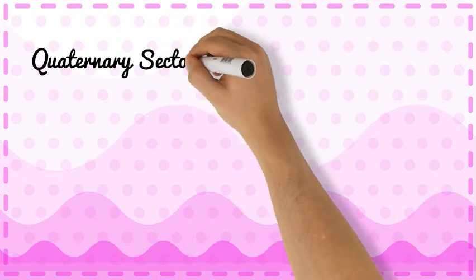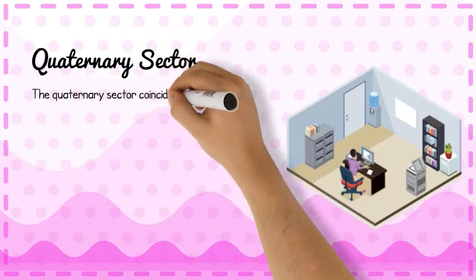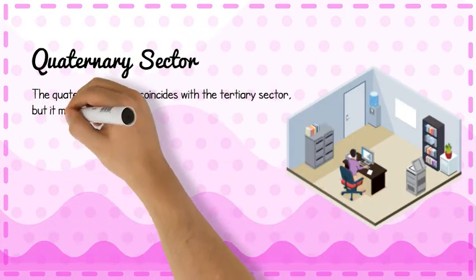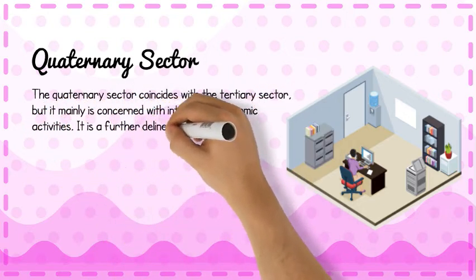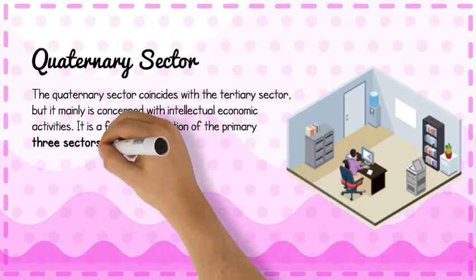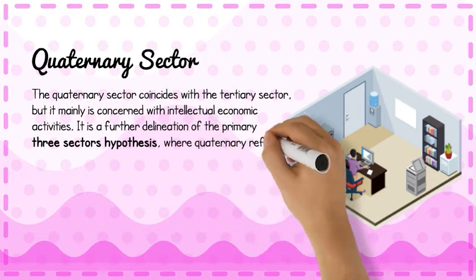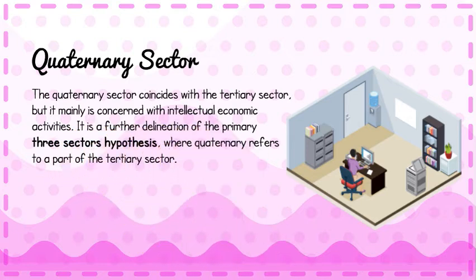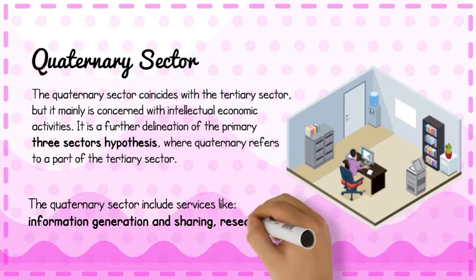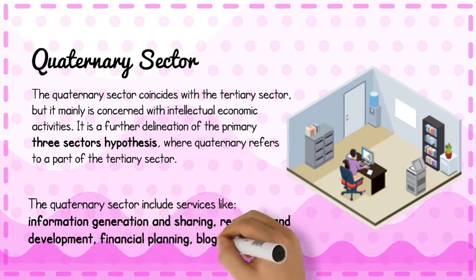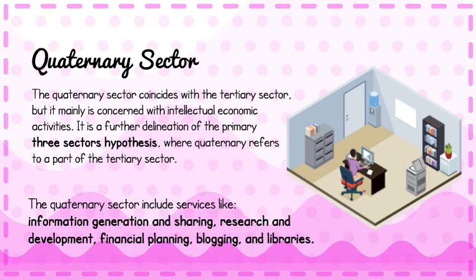The quaternary sector. The quaternary sector coincides with the tertiary sector, but it is mainly concerned with intellectual economic activities. It is a further delineation of the primary 3 sectors hypothesis, where the quaternary refers to a part of the tertiary sector. The quaternary sector includes services like information generation and sharing, research and development, financial planning, blogging, and libraries.